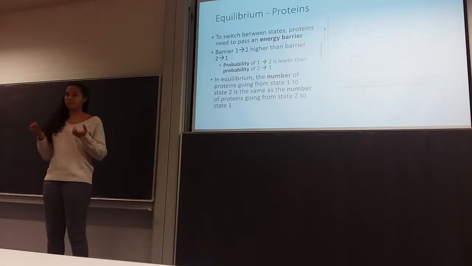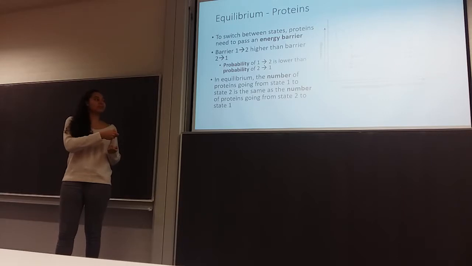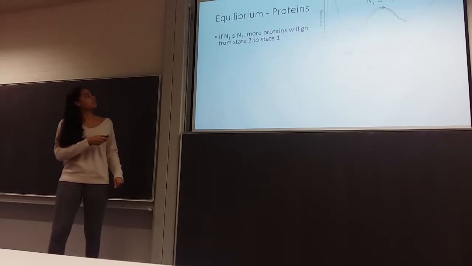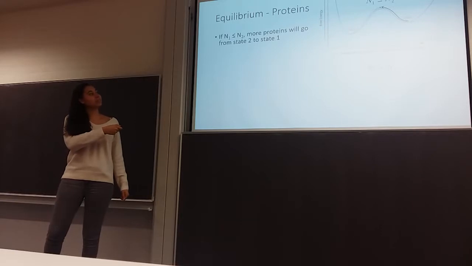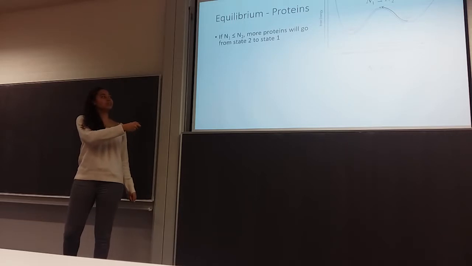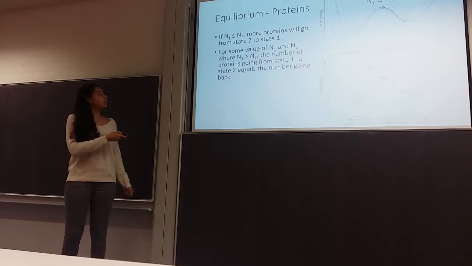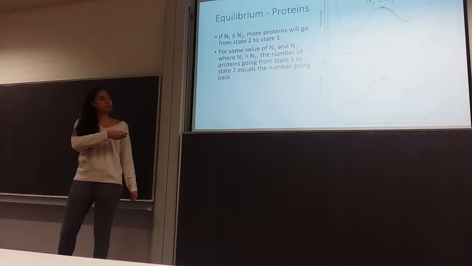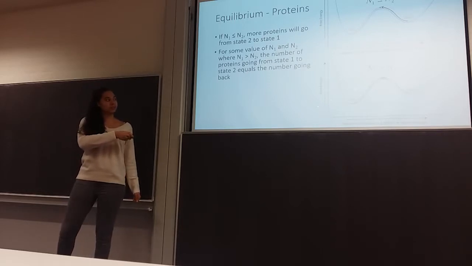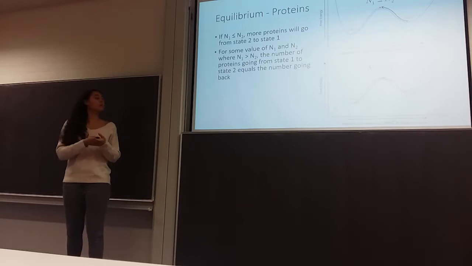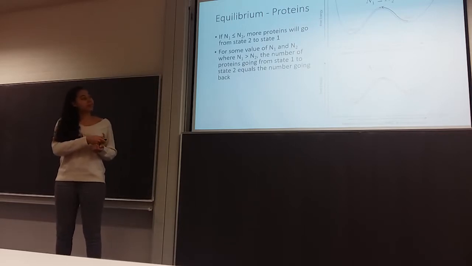The probabilities are different, but in equilibrium the number of proteins going from state 1 to state 2 is the same as the number of proteins that go back. If we start with a situation where there are more proteins in state 2, then because the probability of going from state 2 to state 1 is higher, more proteins will go from state 2 to state 1, and thus we are not in equilibrium yet. Now, if there are more proteins in state 1, then even though the probability of going from state 2 to state 1 is higher than from 1 to 2, the total number that switches can be equal, and then we are in equilibrium.